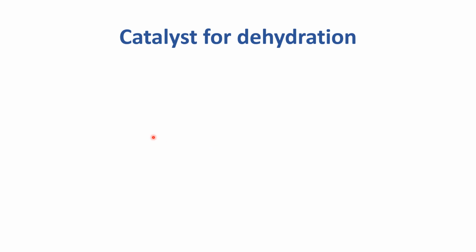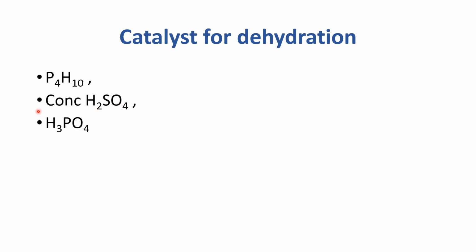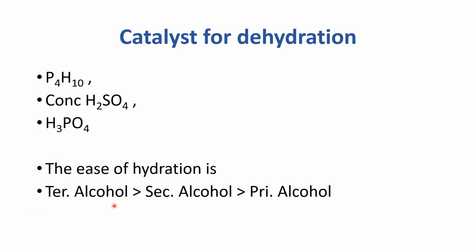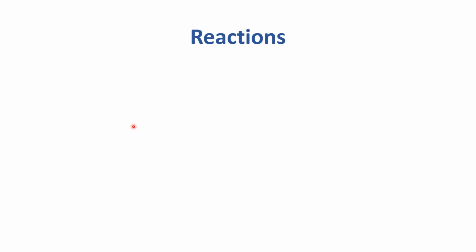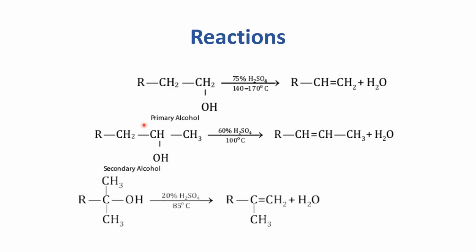So now let's see कौन-कौन से catalyst हम dehydration के लिए use कर सकते हैं. These are P4O10, concentrated H2SO4, H3PO4. The ease of dehydration is tertiary alcohols, then secondary alcohols, and then primary alcohols. So let's see its examples.